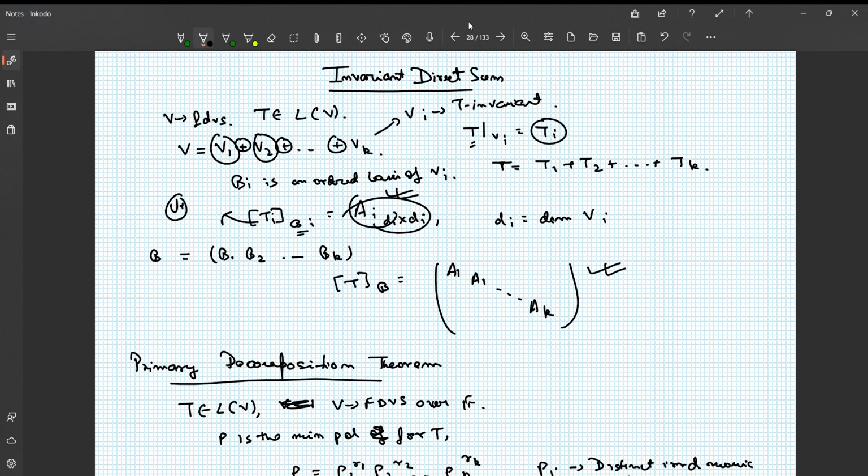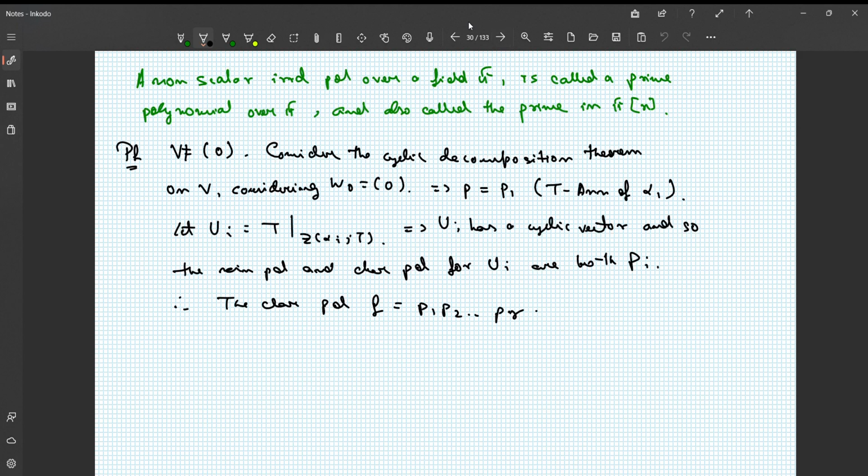Doing a similar case, we will get the block diagonal form of the linear operator T we are working with, of this form. Now obviously Pi is the minimal polynomial for Ui. That means P1 is the minimal polynomial for this, P2 is the minimal polynomial for this, and so on. Pk is the minimal polynomial for this, right? So the characteristic polynomial for T must be of the form P1 P2 till Pk, right?